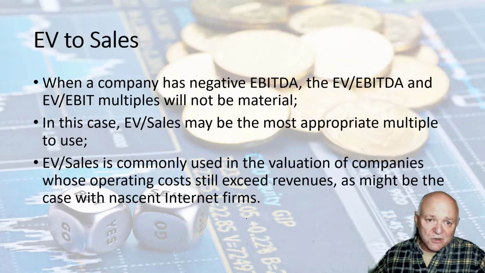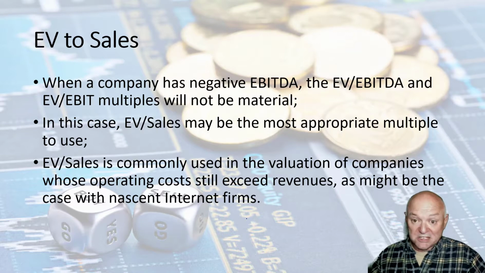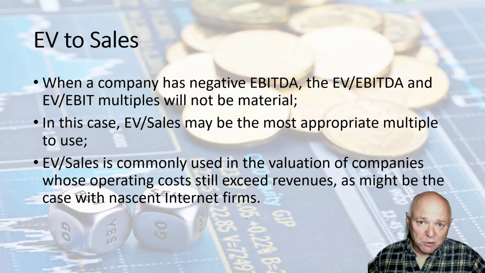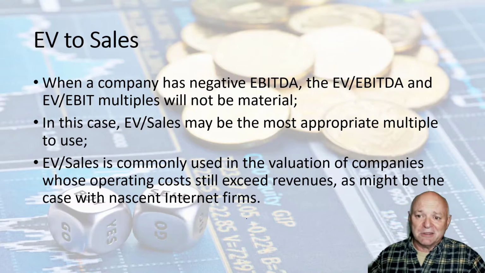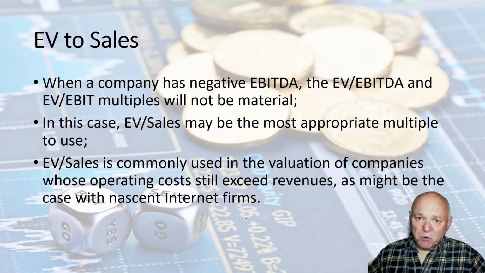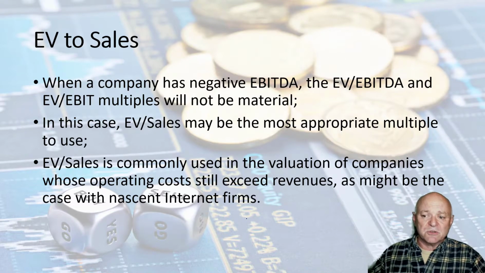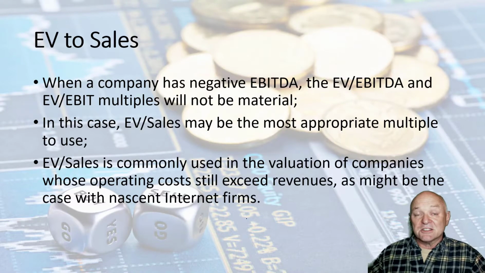An alternative is to use EV to sales, and we see this in certain industries where, in some cases, several firms within that industry have negative EBITDA. And if that's the case, then the multiples may not work so well. So in that case, we're more likely to use enterprise value to sales, because sales is almost always going to be a positive number, it allows us to calculate the valuation of companies whose operating costs still exceed revenues.